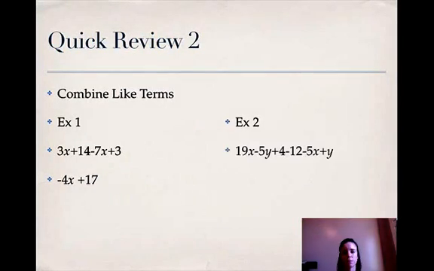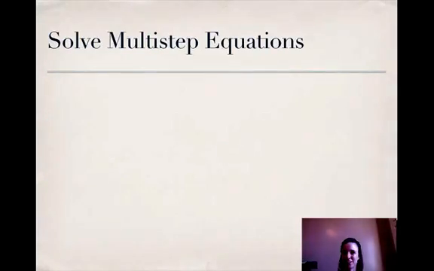Example 2, we have 19x minus 5y plus 4 minus 12 minus 5x plus y. I want to get my x's together, my y's together, and my constant terms. So 19x minus 5x gives me 14x. Negative 5y plus y gives me negative 4y. And 4 minus 12 gives me negative 8. That should be the end of our review.